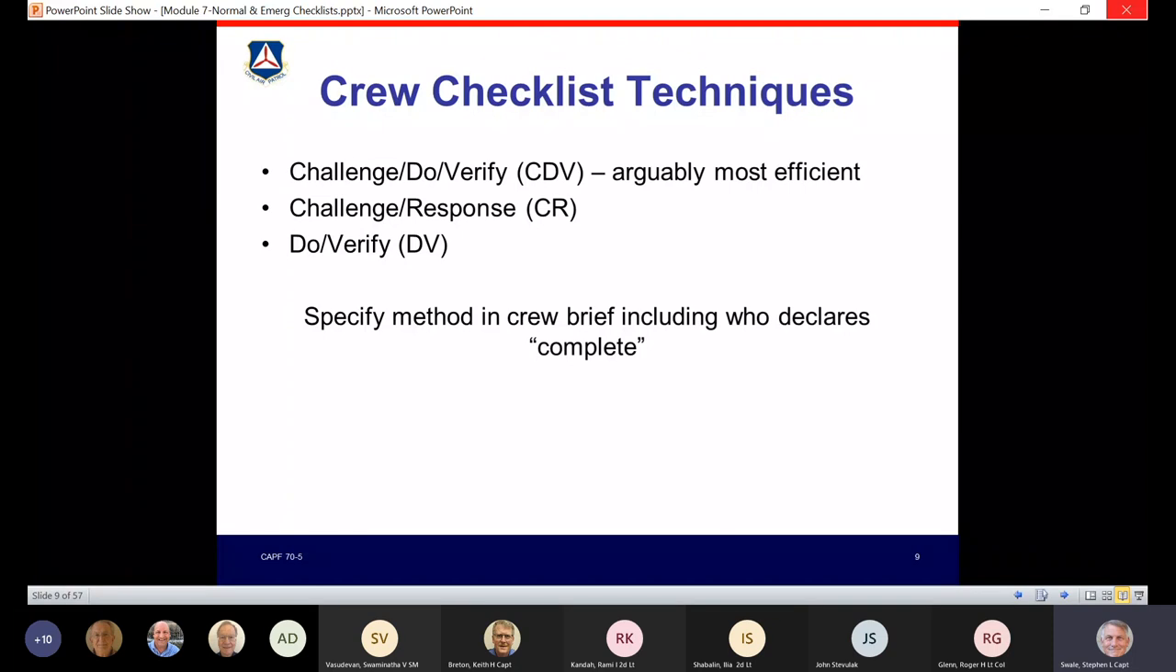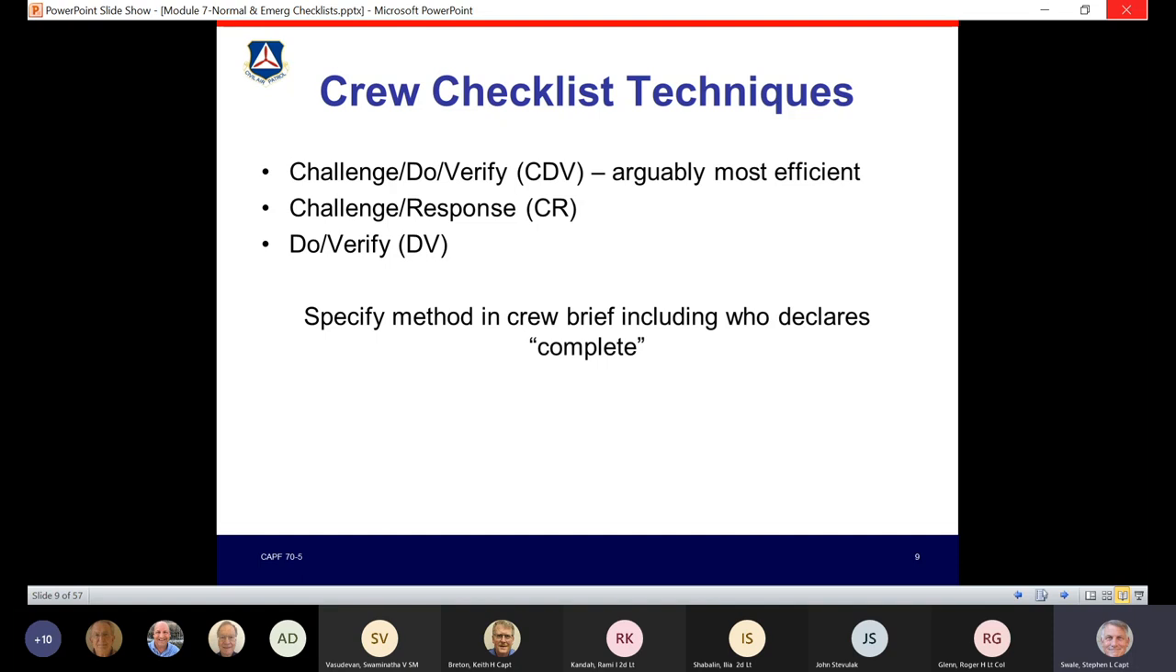So what does challenge, do, verify mean? The person managing the checklist will challenge the person doing the activity. That person will then do it and feed back the position or the state that they've adjusted, and that's the verify step. So they're challenged, they do the thing, and then it's verified, and then the next item is executed in the checklist. The next version is more of a typical challenge response that we hear about.